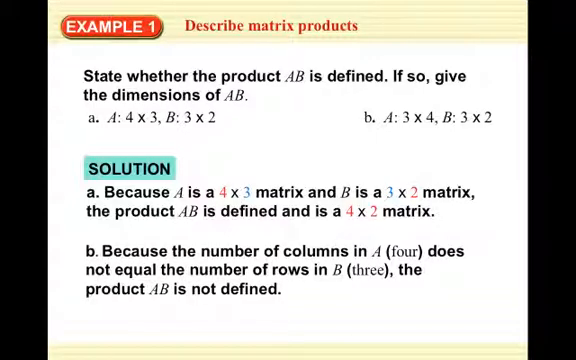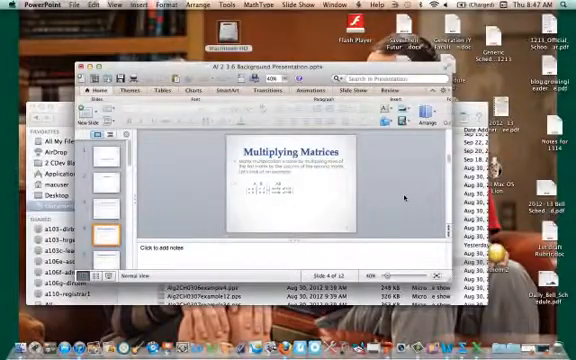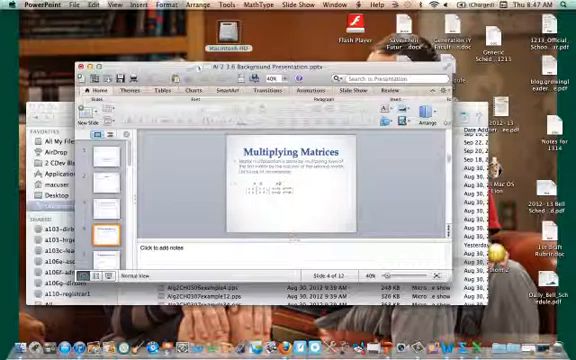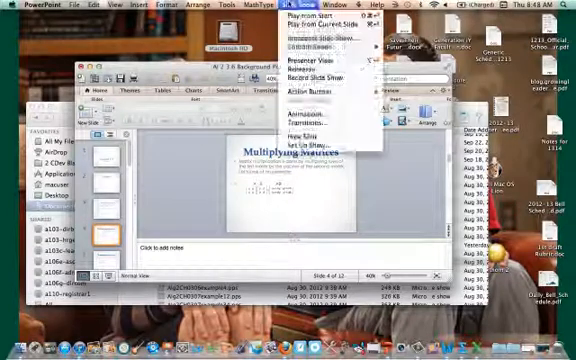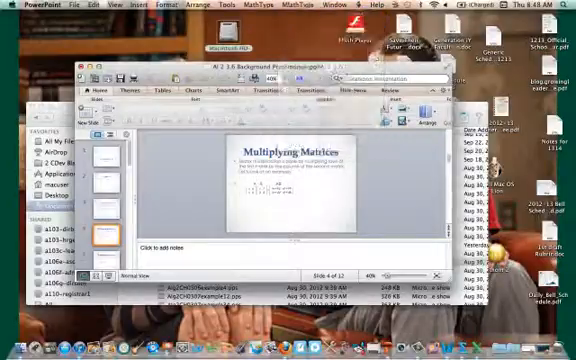Let's look at part B. If you look at 3 by 4 and then 3 by 2, if you write them next to each other, the 4 and the 3 don't match up. So we're not going to be able to do that multiplication, because the number of columns in A, which is 4, does not equal the number of rows in B, which is 3. The product AB is not defined, so we can't do the multiplication. The answer to why not will hopefully become clear when we talk about how to multiply matrices, because the multiplication process is done row by column.